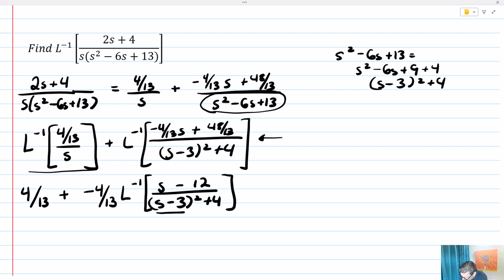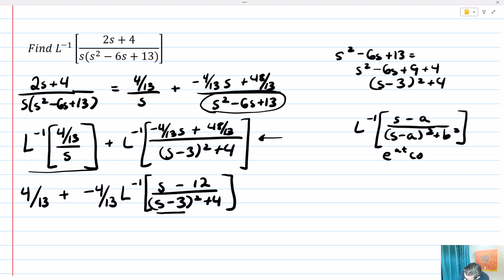Now notice I have an s minus 3 down here, and in order to use cosine, the inverse Laplace transform of, in this case, s minus a over s minus a squared plus b squared, that's going to end up being e to the at cosine bt. I'm going to need to actually separate out the s minus 3. So this is going to end up equaling, and I'll just look at this term right here. I'm just going to do the second term. We'll add the 4/13 in later.